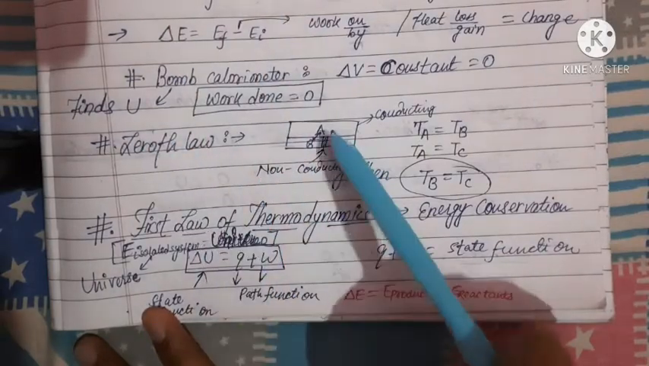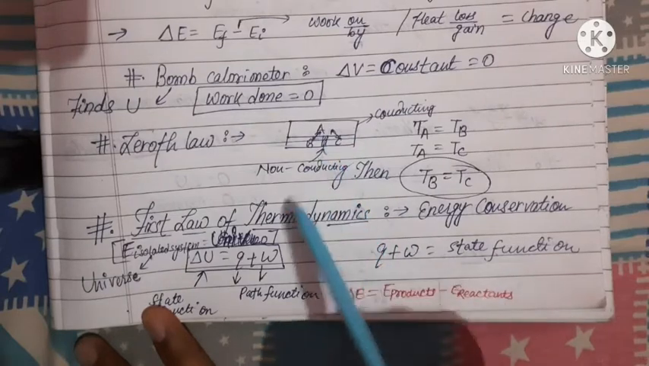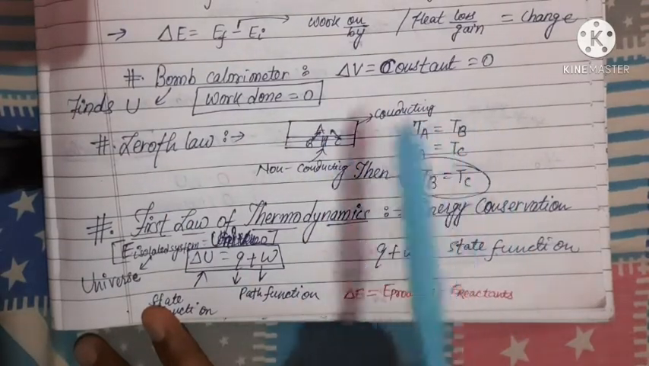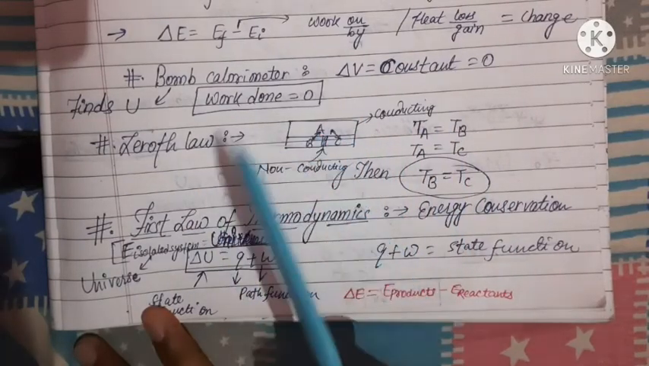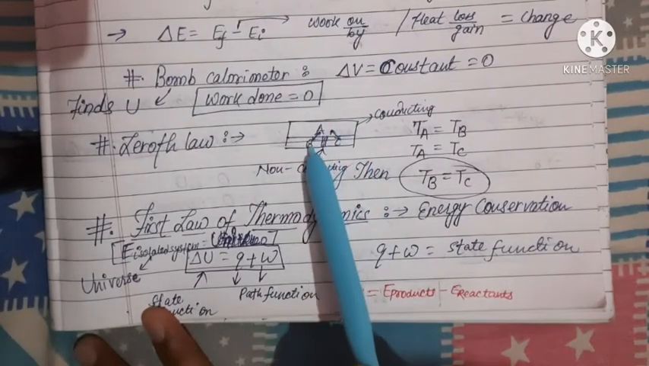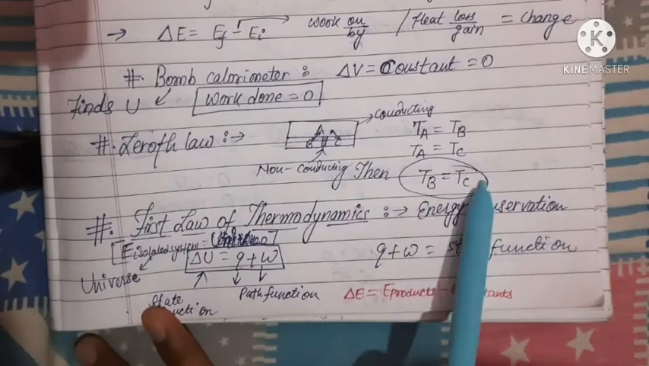Zeroth law. A, B and C are three systems. Okay. And then a non-conducting wall is present between B and C. TA equals TB, TA equals TC, so TB equals TC. If A is in equilibrium with B, and A is in equilibrium with C, then we can say that B and C are also in equilibrium with each other. Temperature of B equals TC.